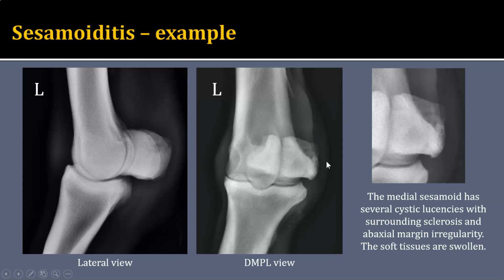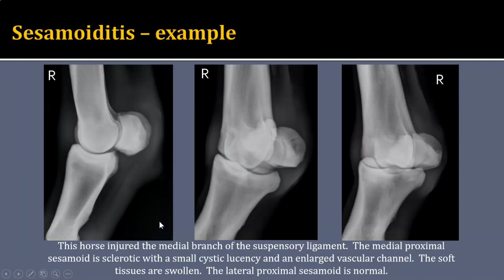When we do the DMPL view, now we're looking at that medial proximal sesamoid. There is definitely soft tissue swelling that is surrounding this sesamoid. On the close-up view, we can see that here is that osseous proliferation and remodeling of that abaxial surface, quite a bit of sclerosis, and then some of these smaller cystic lucencies or radiolucent zones that would be potentially enlargement of the vascular channels or just associated with the vascular channels. Remember that the proximal sesamoid doesn't have much of a periosteum, so we don't oftentimes get a lot of periosteal reaction.